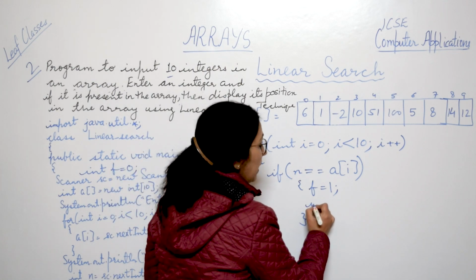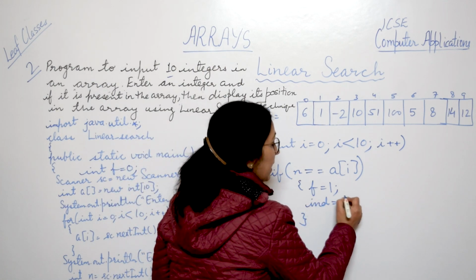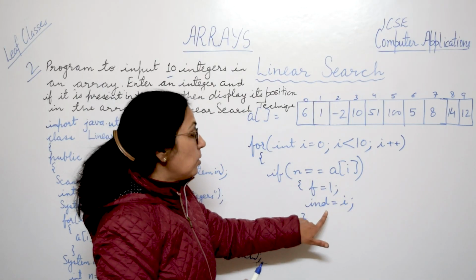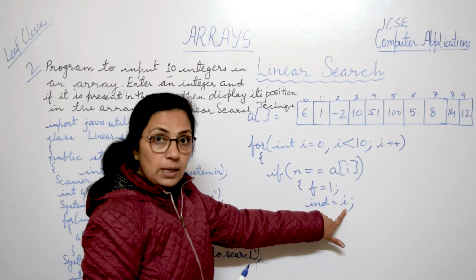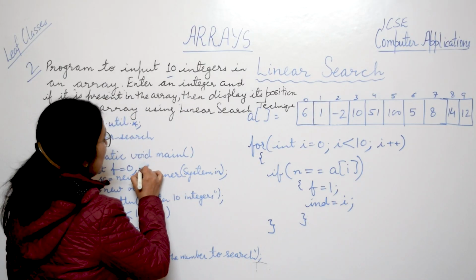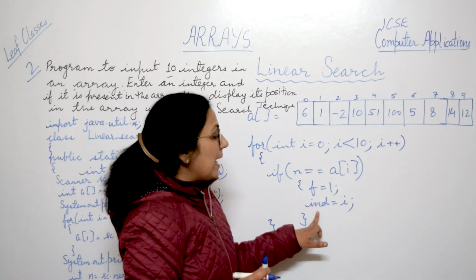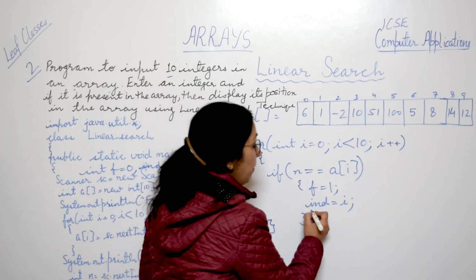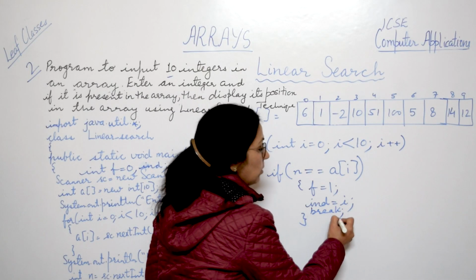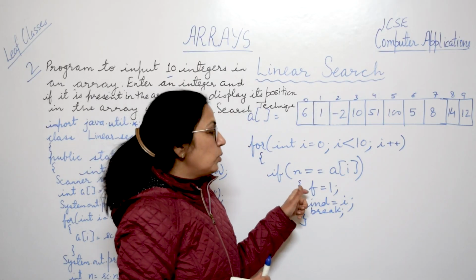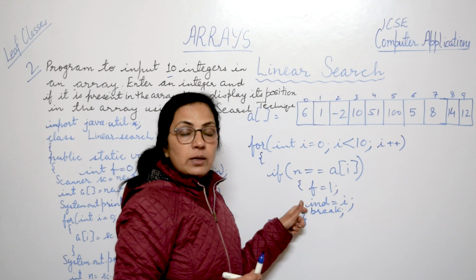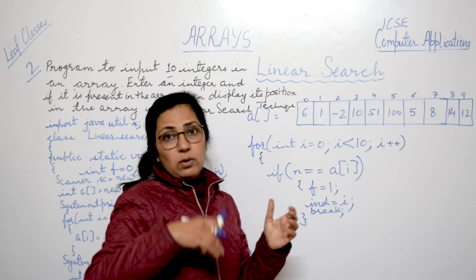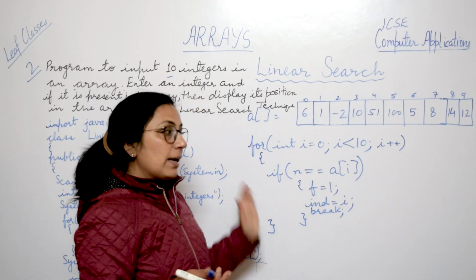So we can store the index number. What index number is it showing? This matching value is found at index number i. So in an int variable, I am storing the value of i. So here we can take one more variable, int ind equals to i. And one more thing what you have to do, you will give the break statement. Break statement will be also there. So when this matching value is found, we are turning the flag on, storing the index number in one variable and giving the break statement so that we don't want to search further. So it will come out of the loop.